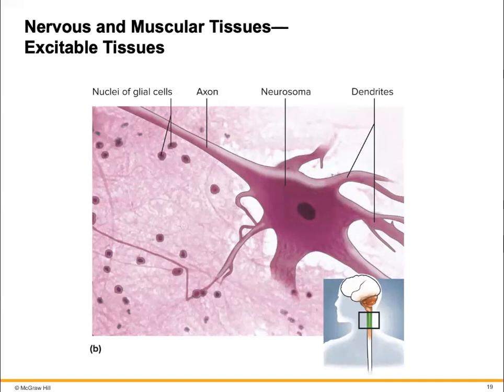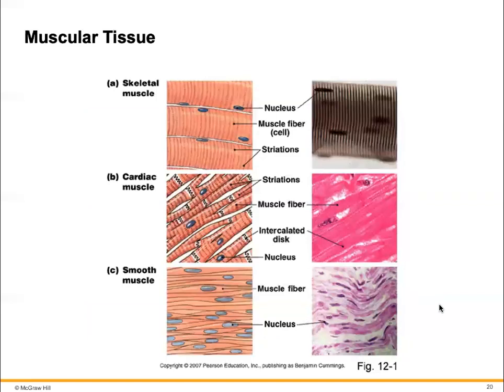The other type of excitable tissue, instead of just sending signals from a stimulus to where that signal needs to go, is muscular tissue. And muscular tissue is excitable in the fact that it can contract. So the cells that have this movement to them are excitable. Now, when a muscle cell gets excited, it will contract. And when the stimuli are no longer being received, it can relax, and then the process will repeat.